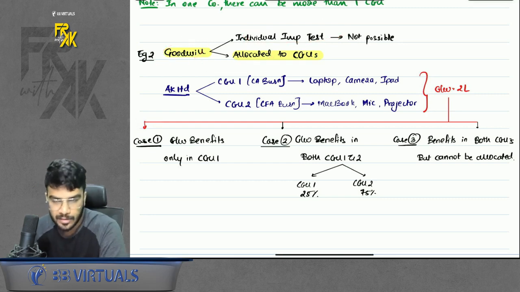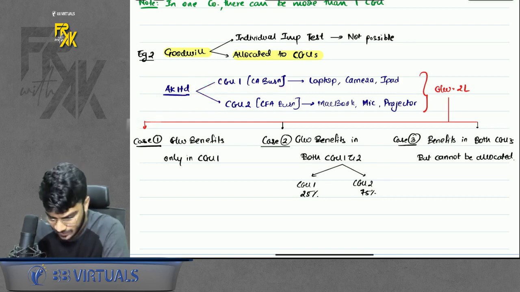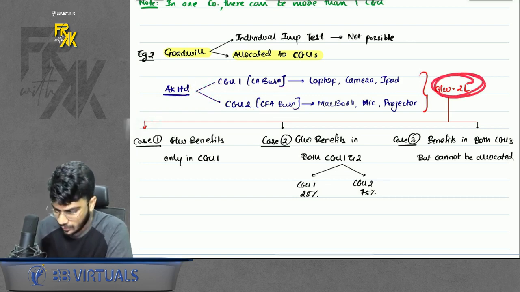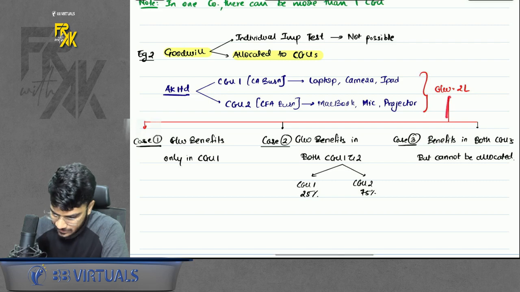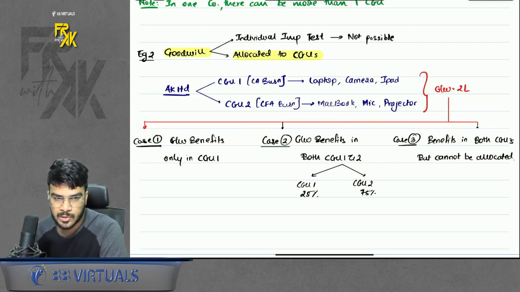Now, how do we allocate? So let's say, for example, one company can have more than one CGU. Do remember this point. So let's say there is a company AK Limited. It has two CGUs, CGU1 and CGU2. CGU1 is for the CA business, CGU2 is for the CFA business. Now I have a goodwill of 2 lakhs. Now there can be 3 cases for goodwill. The first case being goodwill benefits only CGU1, right?